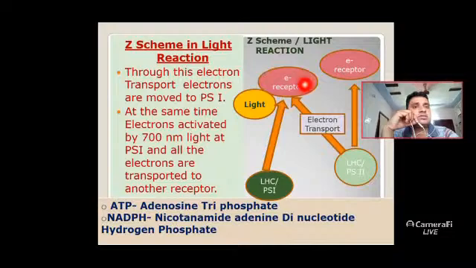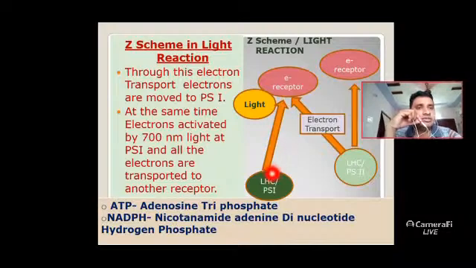Here the electron receptors are ADP or NADP. Whenever ADP catches the electrons or protons, it is converted into ATP. What is ATP? You know, adenosine triphosphate.